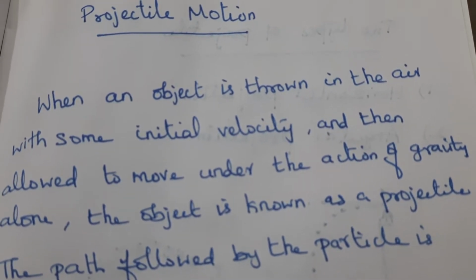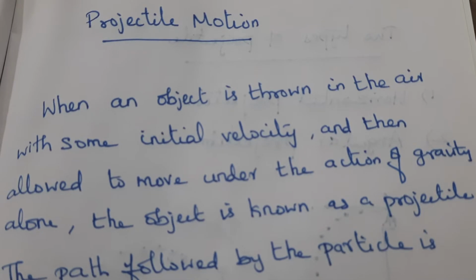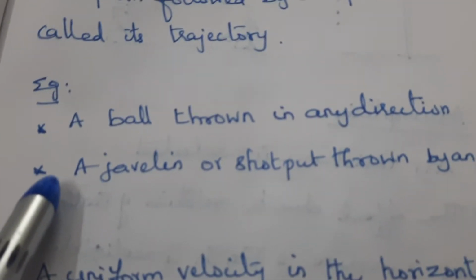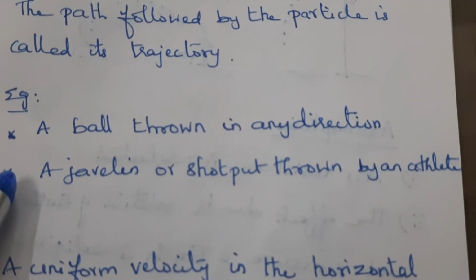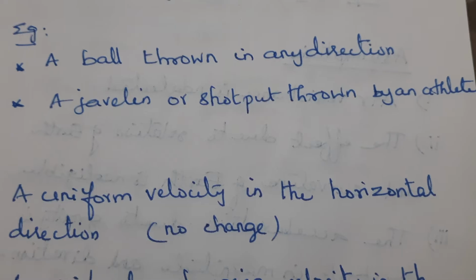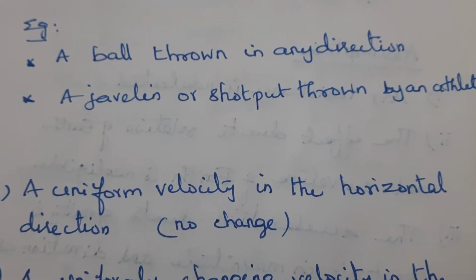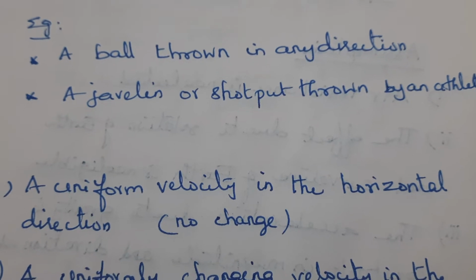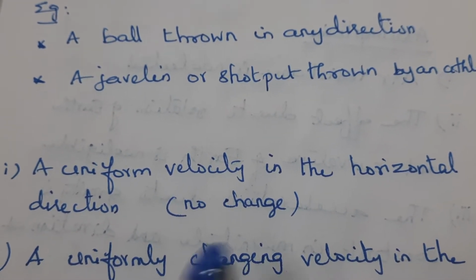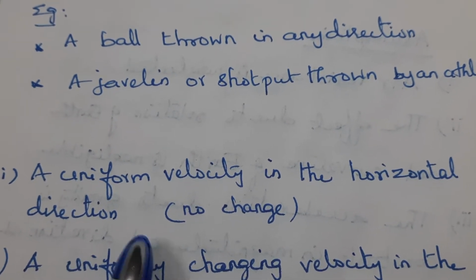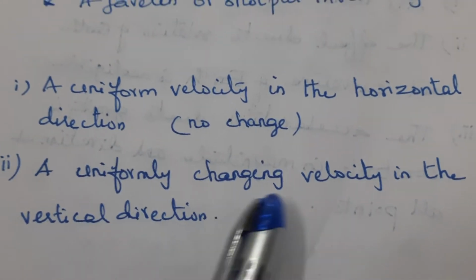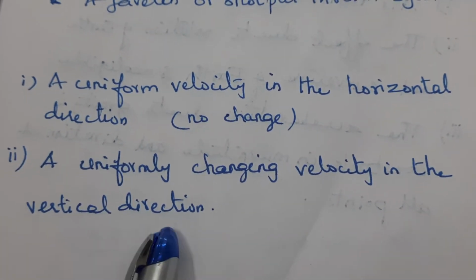I also explained some examples, that is, a ball thrown in any direction, a javelin or shot put thrown by an athlete, etc. This projectile moves under the combined effects of two velocities. That is, a uniform velocity in the horizontal direction, where there is no change in this velocity, and also a uniformly changing velocity in the vertical direction.